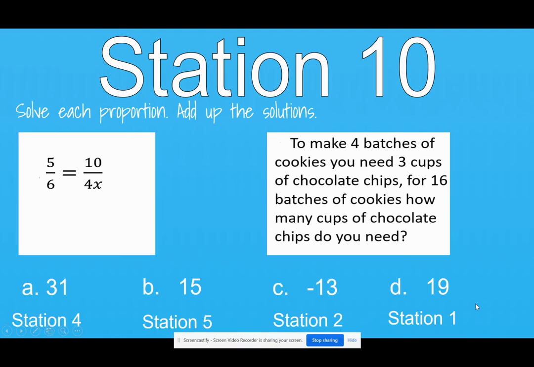Station 10, solve each proportion, add up the solution. So we want to cross multiply. So we get 60 equals 20x. Doesn't matter which side you put it on. You can do whatever you want. Divide by 20, we get x equals 3.